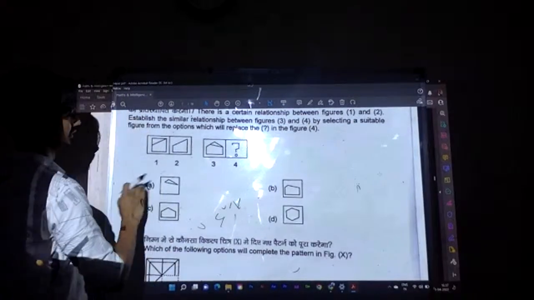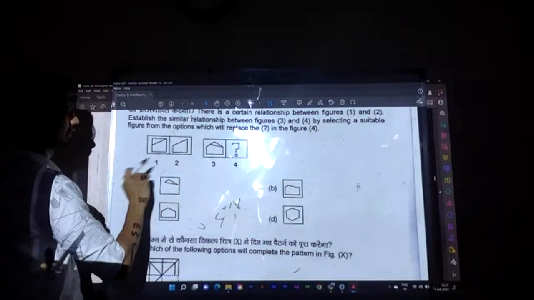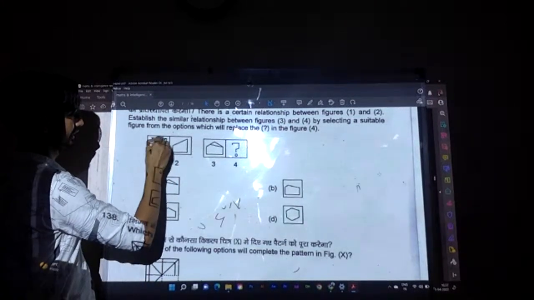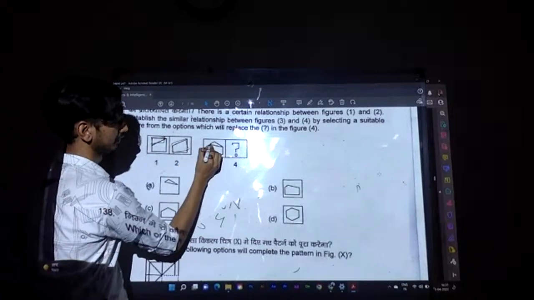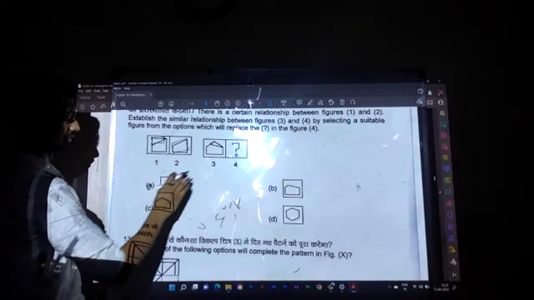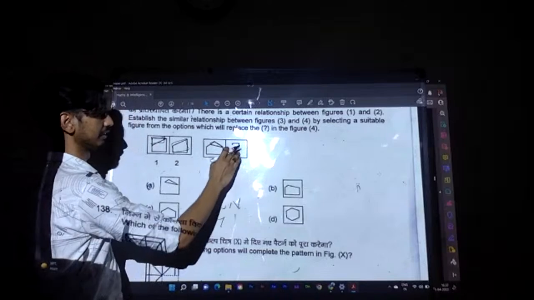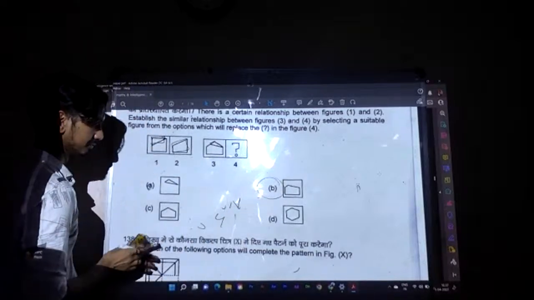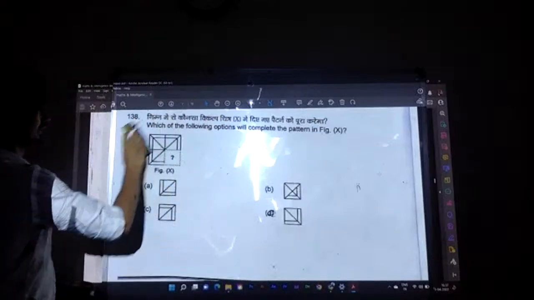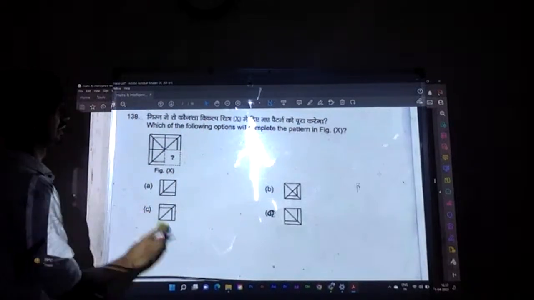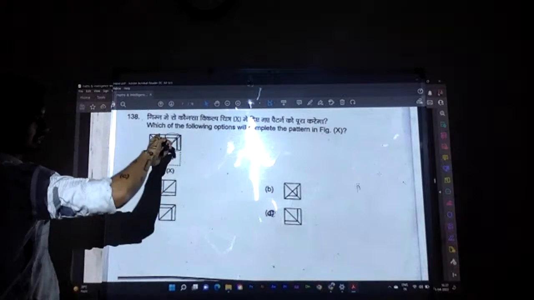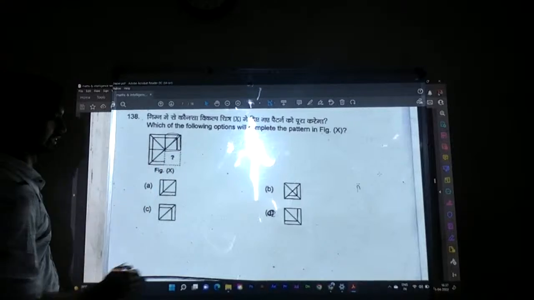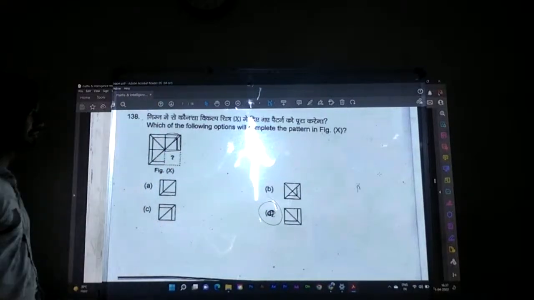In question number 137, you have to observe figures 1, 2, 3 and 4. In figures 1 and 2, when you take this triangle off from 1, you will get this answer. So what you have to do is take this triangle from the third diagram. You will get the answer for 4, which is option number B. In question number 138, you just have to complete this figure. You have to look for the figure which is rotated 90 degrees clockwise. So the correct option will be option number D.